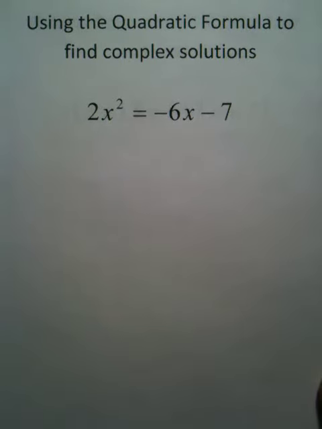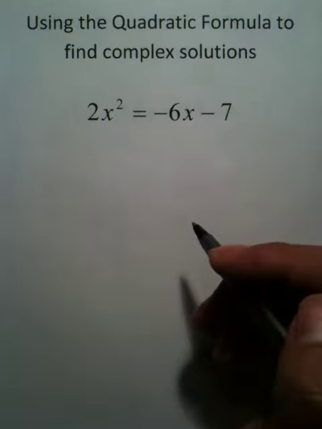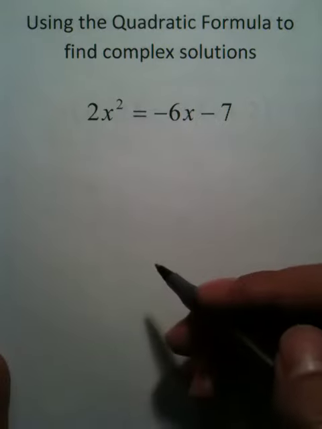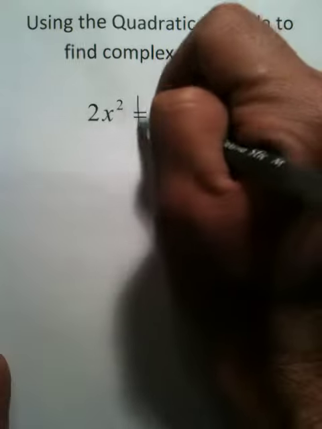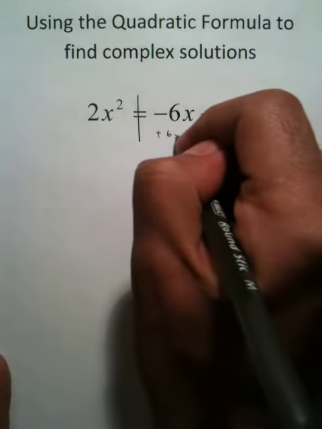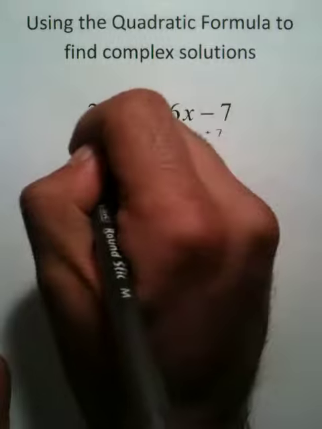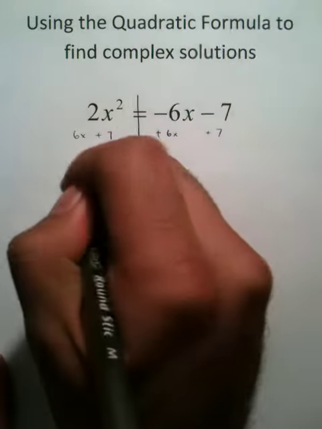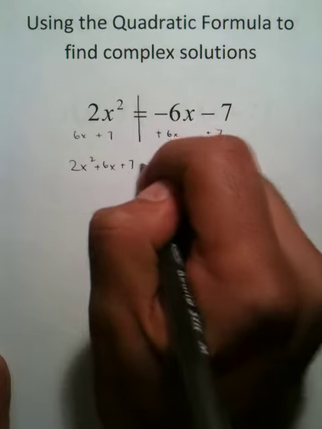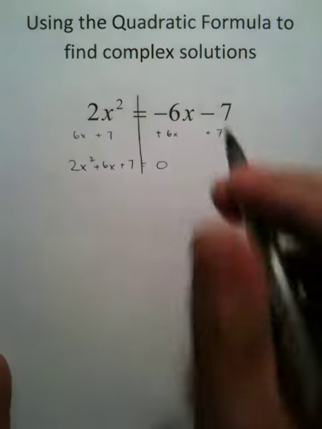Using the quadratic formula to find complex solutions is actually just a fancy way of saying you're going to use the quadratic formula to find an answer that has imaginary solutions. Before you begin, put all this business on the other side of the equation. So you're going to add 6x, you're going to add 7, and you're going to put it over here. That way you now have the equation 2x squared plus 6x plus 7 equals 0.